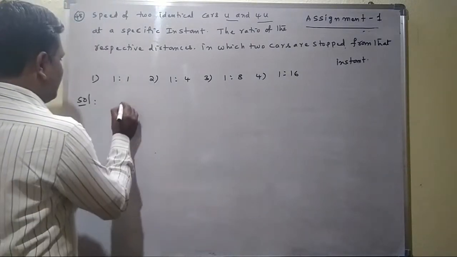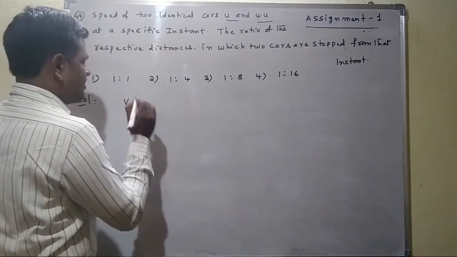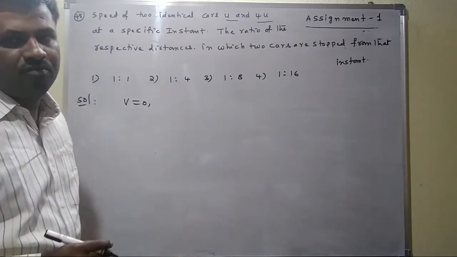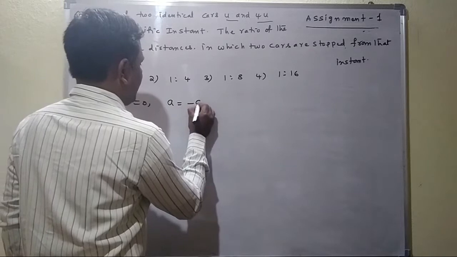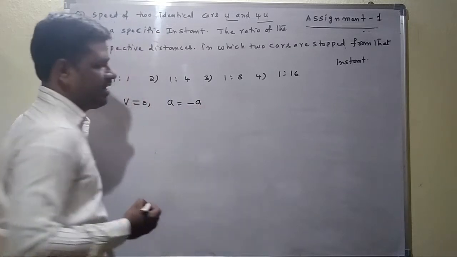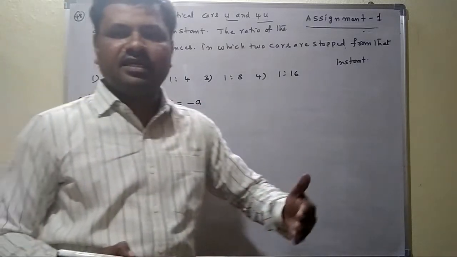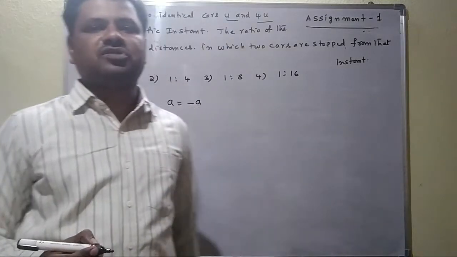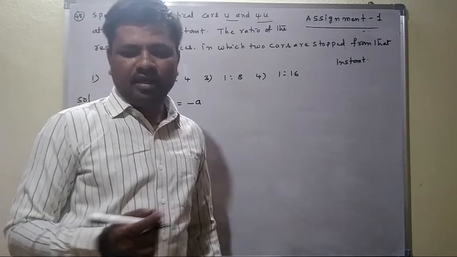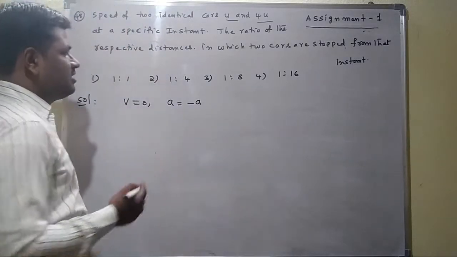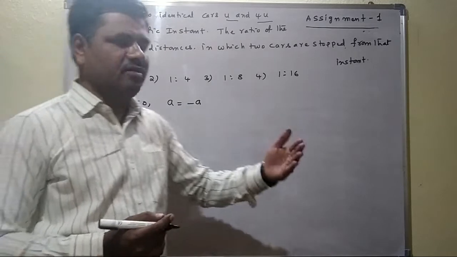Here also the final velocity is 0, but it has some initial velocity. U cannot be 0, V equals 0. But acceleration is negative, minus a, because the velocity is decreasing. Finally the car comes to rest. Velocity decreasing means acceleration is negative, so a equals minus a. They are asking how much distance it travels before stopping.